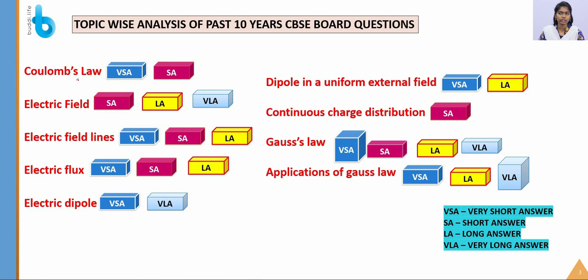Okay, so first was Coulomb's law. In Coulomb's law we are getting very short answer and short answer questions. Similarly in the electric field, short answer, long answer and very long answer will be asked. Next, electric field lines. In electric field lines, very short answer and long answer will be asked. Okay, so these are the topics that we are going to cover in this class. In the next class, we will see the remaining topics.